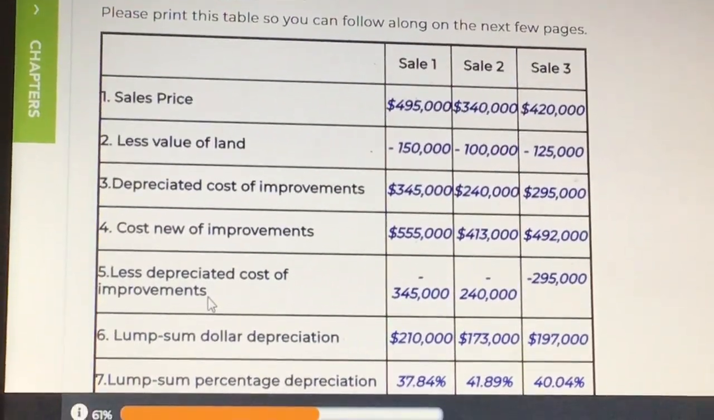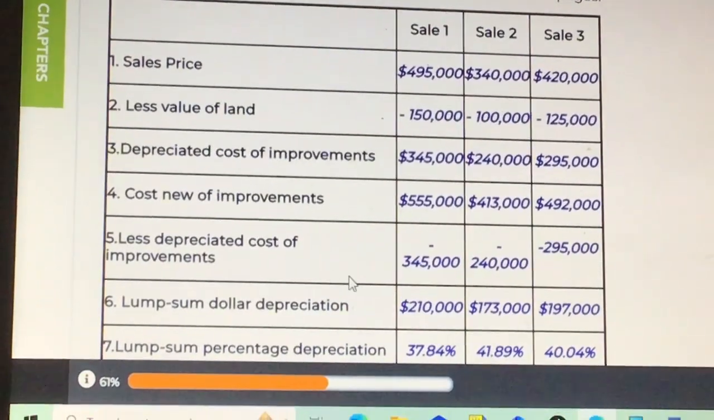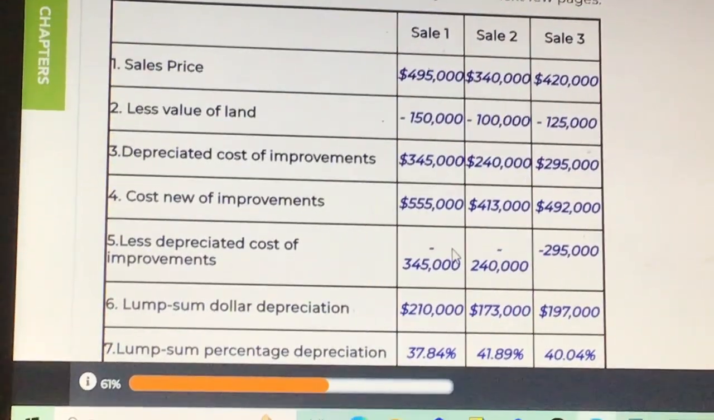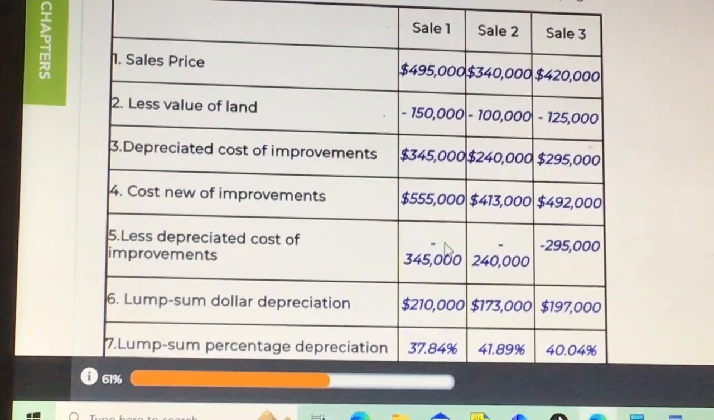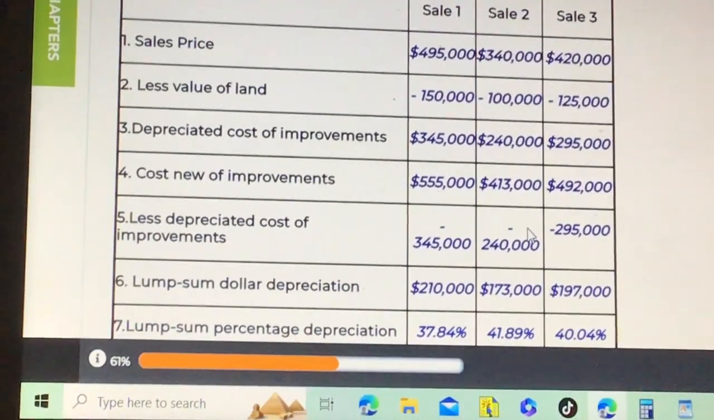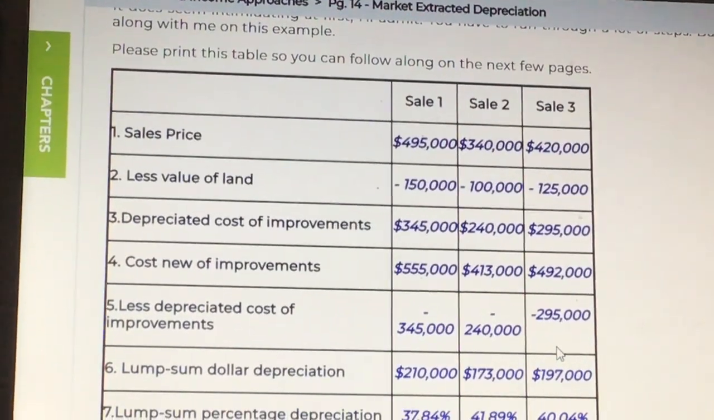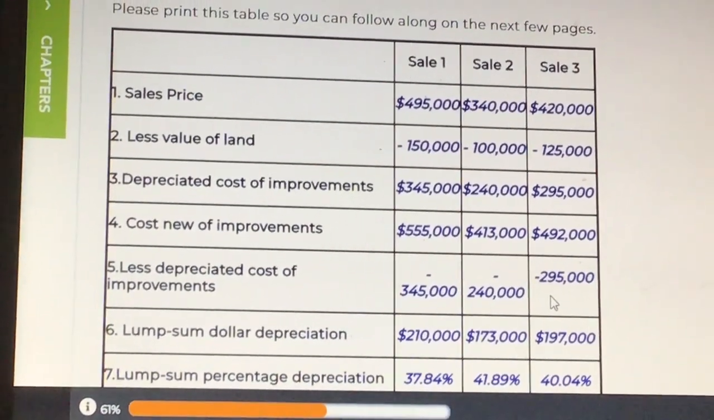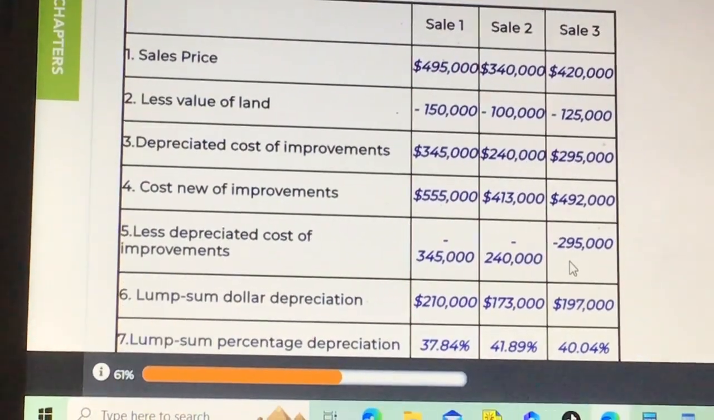Number 5, less depreciated cost of improvements. Sale 1, it shows like a minus sign above the $345,000. And then it shows for sale 2 a minus sign above the $240,000. And for sale 3, it says minus $295,000. Weird. I don't understand that. And they're in different spots if you look at the thing.